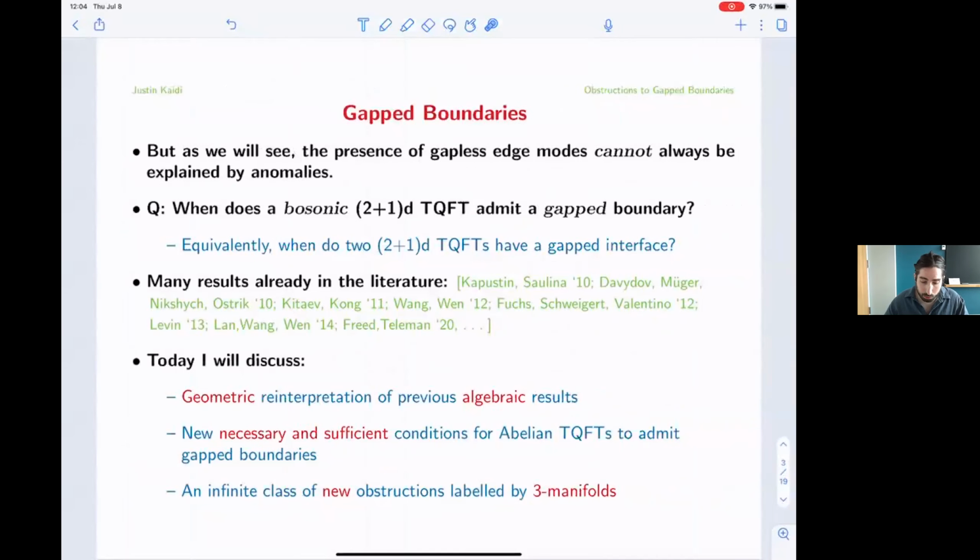But as we will see, it's a sort of interesting fact that the presence of gapless edge modes cannot always be explained by anomalies. So you can't always trace it back to this sort of thing.